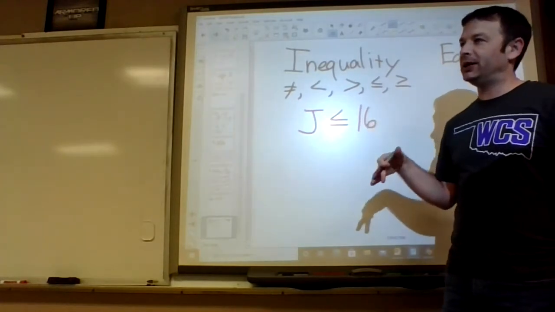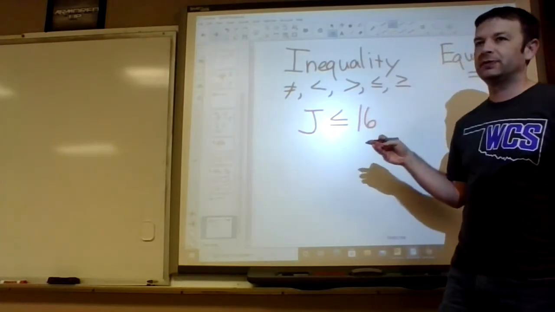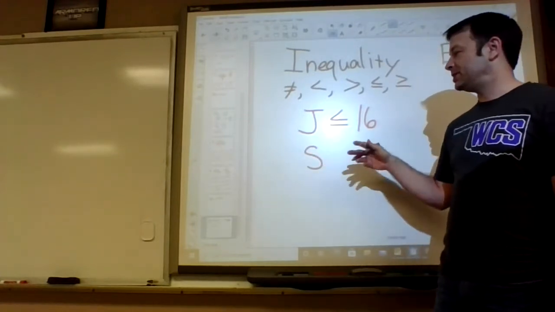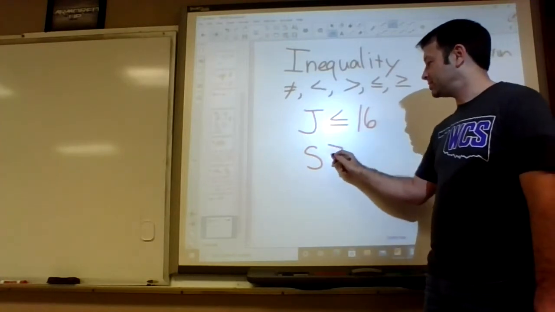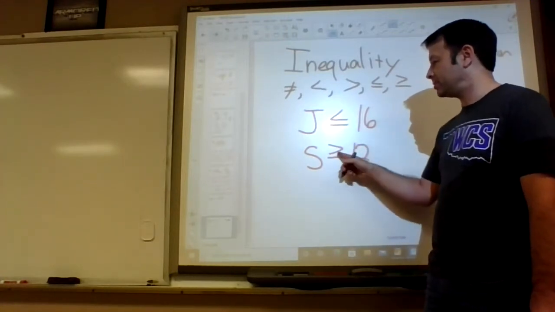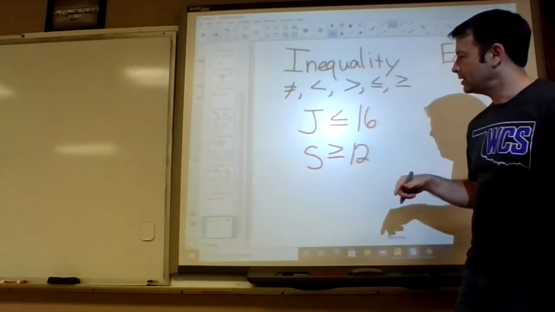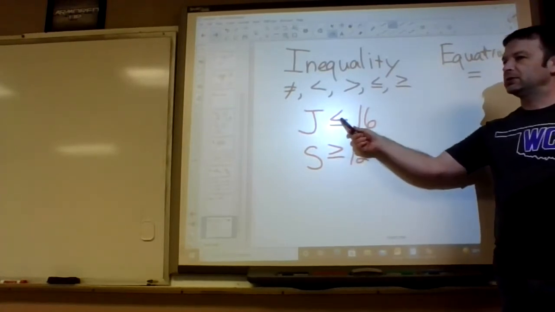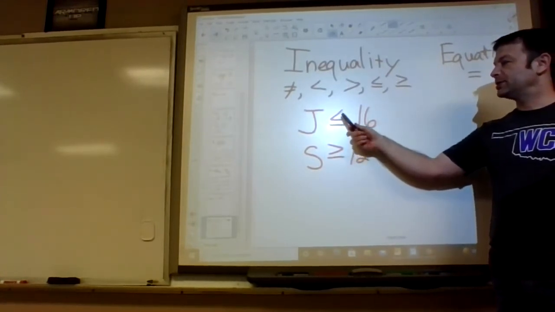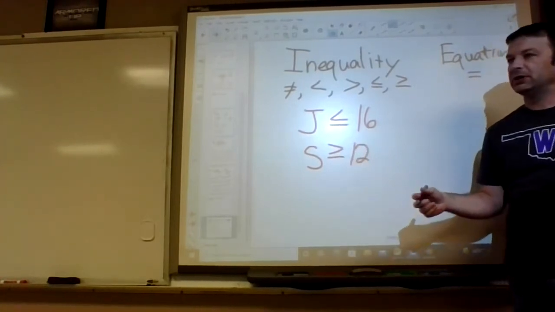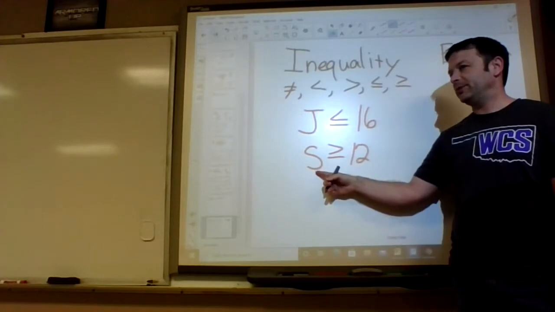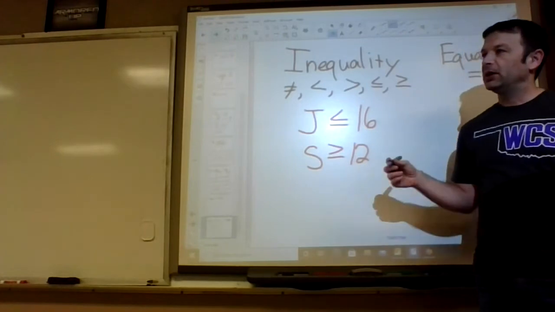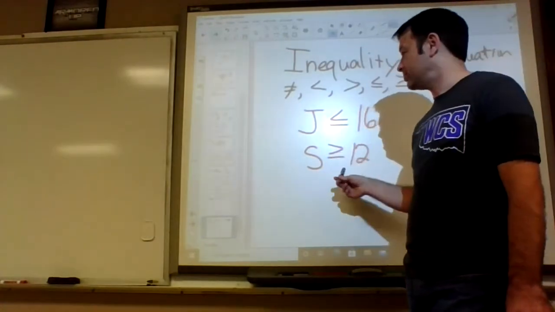Okay, what if I say Susan is at least 12? Greater than or equal to. Right, she could be 12 or 13 or 14. She could equal 12 or she could be more than 12. The line means equal. So it could be either one. She could actually be 12 or 13 or 14, whatever. Does that make sense? She could be 24, she could be 80.